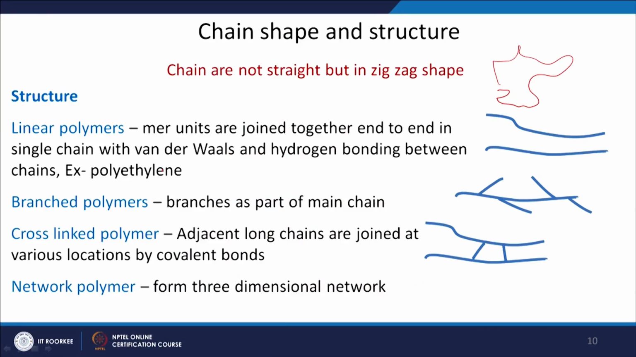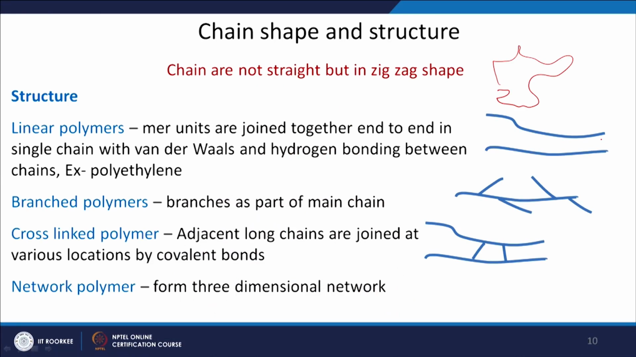Linear polymers are basically those where mer units are joined together end to end in a single chain, with van der Waals forces and hydrogen bonding between chains. An example is polyethylene. In this case you have these long chains of macromolecules, and between the carbon atoms and the hydrogen atoms there can be van der Waals forces, or hydrogen bonding between the two big molecules.